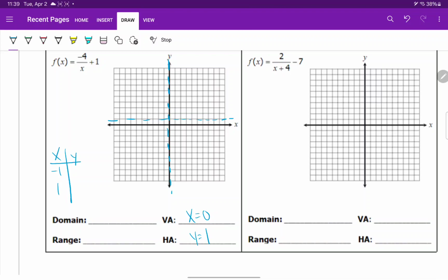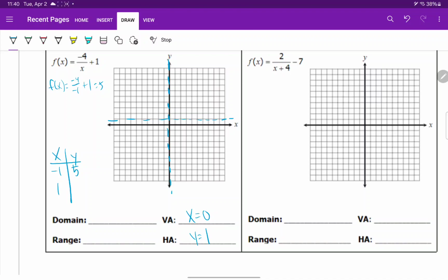Then we're going to plug that in to figure out our x and y values so we can plot our points. So over here we plug into the function f of x is equal to -4 over, first one is -1, plus 1. -4 divided by -1 is 4. 4 plus 1 is 5. So we have (-1, 5).